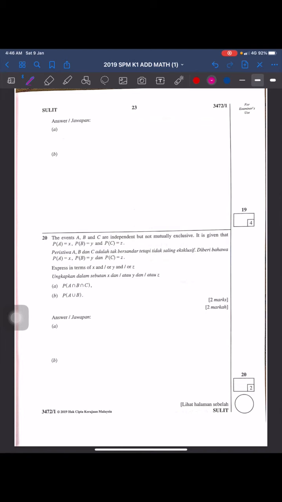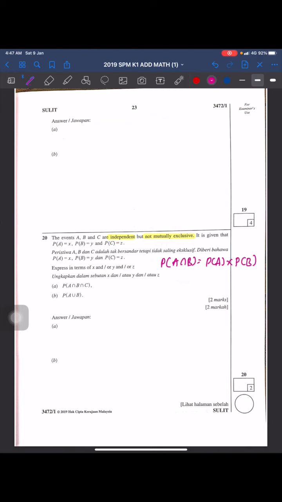Okay, question number 20. The events A, B and C are independent but not mutually exclusive. It is given that P(A) equals x, P(B) equals y and P(C) equals z. So in this question, kita ada dua term di situ, independent and not mutually exclusive. So apakah maksud independent? Basically independent, kalau nak cari probability A and B, it is actually just P(A) times P(B). Ini adalah untuk independent.